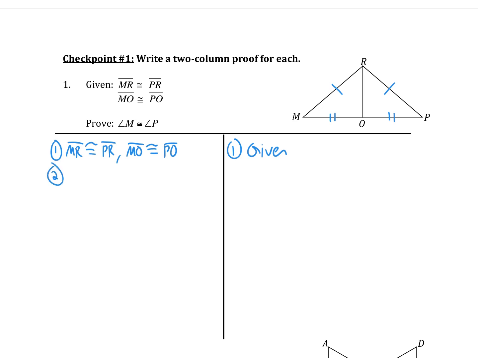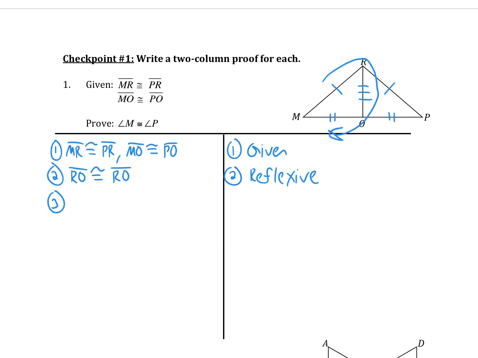Do we have any reflexive or vertical angles? We do. We have our shared side in the middle here. So we can say that RO is congruent to RO. The reason for that is reflexive property. Okay. Now, what do we have here? If we go around the triangle, what do we have? We have side, side, side.